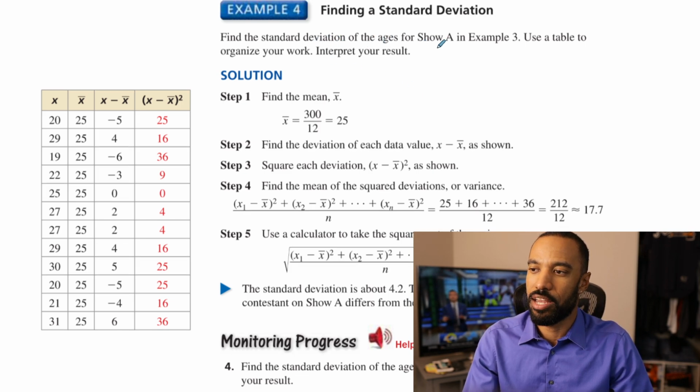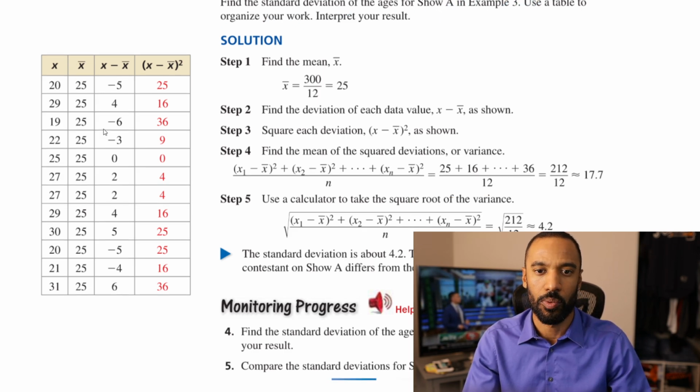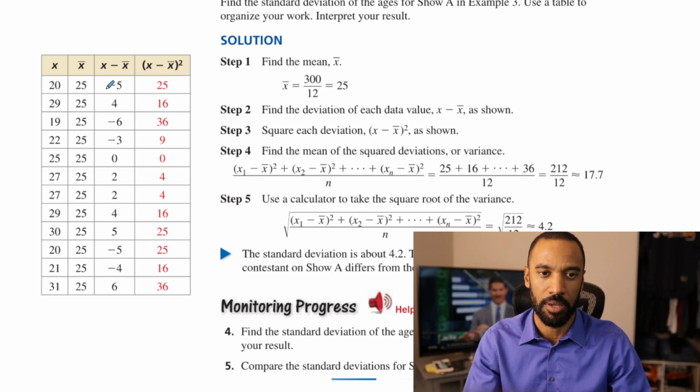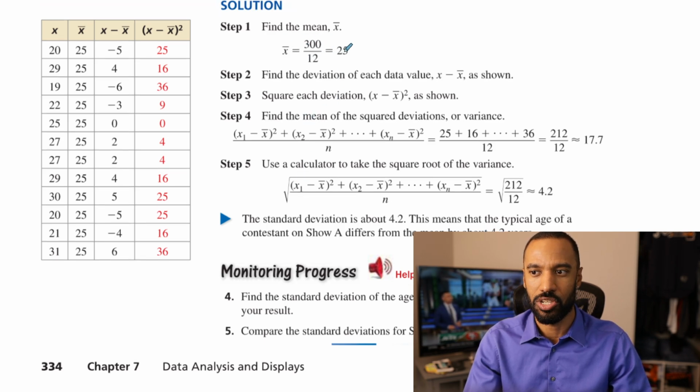Find the standard deviation of the ages for show A in example 3 and use a table to organize your work. All right, I'll do what I do. I feel like a table is a very nice way to organize that. So they calculate the mean as a whole right here. They add all the ages and divide by 12. They get a nice clean value of 25.